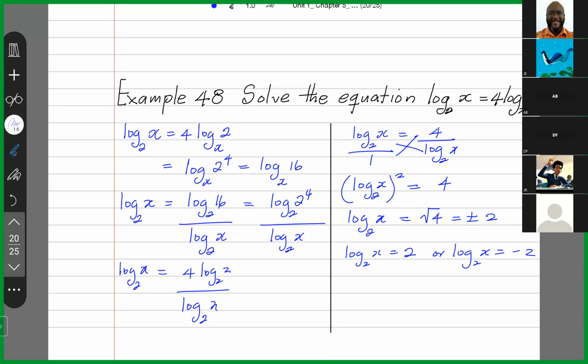Our objective is to find out what x is. Now moving from log form to index form, we get x is equal to 2, which is the base, to the 2, or x is equal to 2 to the minus 2. So therefore, x is equal to 4, or x is equal to 1 over 2 squared, which is equal to a quarter.